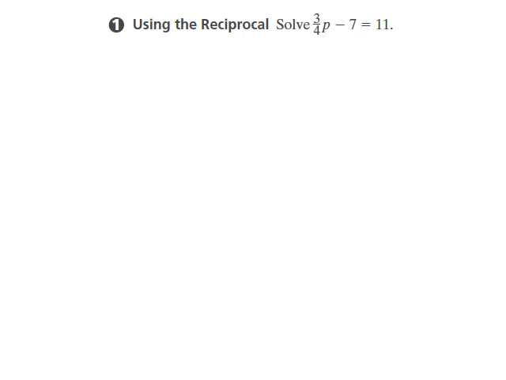Number 1, using the reciprocal. Solve 3/4 p minus 7 equals 11. The first thing we're going to deal with is that minus 7. We're going to add 7 to both sides of the equation. When we add 7 to both sides, on the left-hand side, we're left with 3/4 p, and on the right-hand side, 11 plus 7 is 18. So we have 3/4 p equals 18.